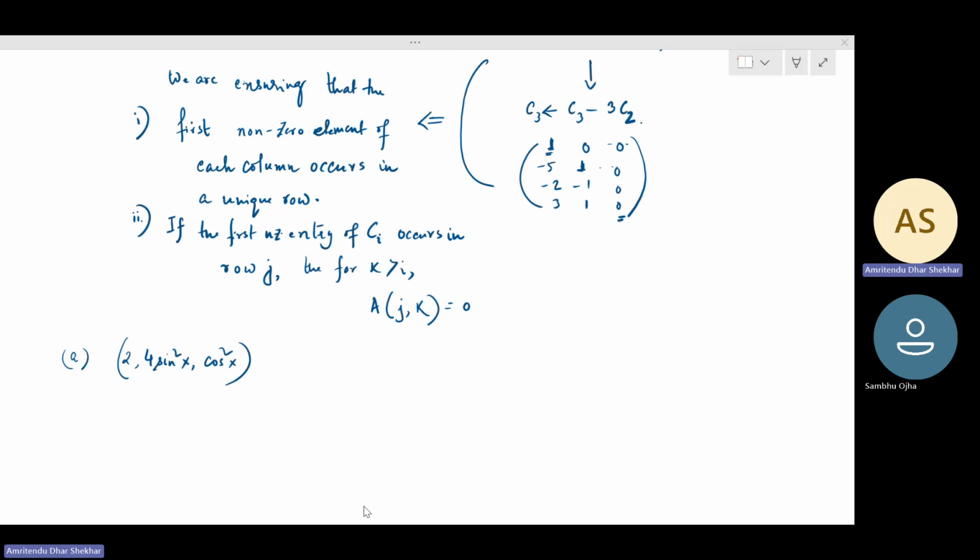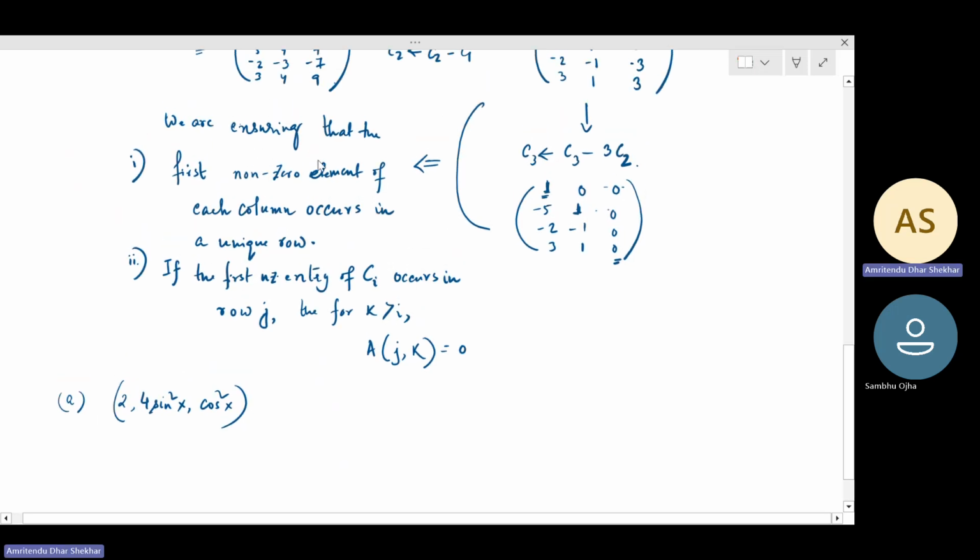What do you want me to repeat? Which part did you not understand? Sir, the first part, where you wrote down that first non-zero element of that part. Oh, this part. Yes, sir.